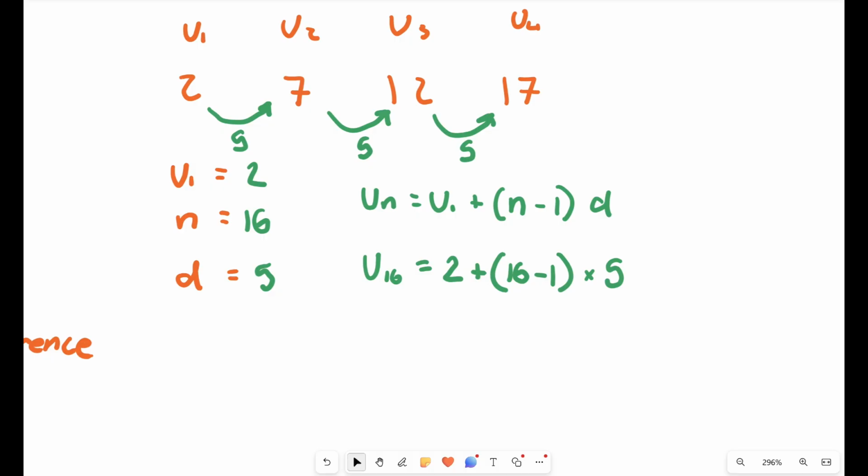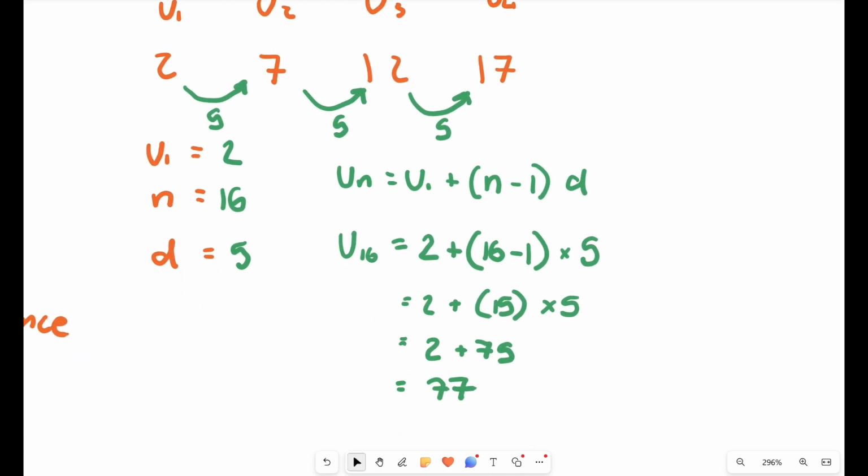So if we do this by hand, then we would have 2 plus 15 multiplied by 5. And then we would have 2 plus, since this is BIDMAS, multiplication comes first, 15 multiplied by 5 is 75. And then you would do 2 plus 75. So I'll just write that out. 2 plus 75, and that would be 77. So the answer to our question, the 16th term within this sequence, would be 77.